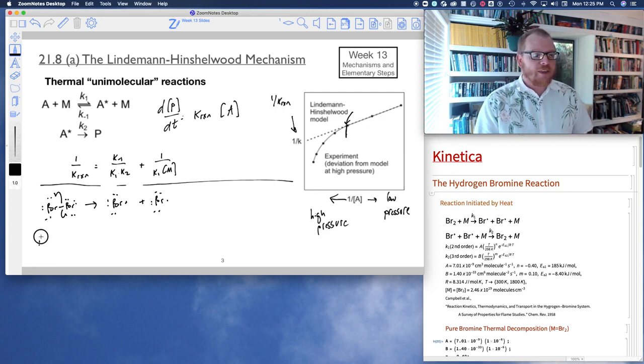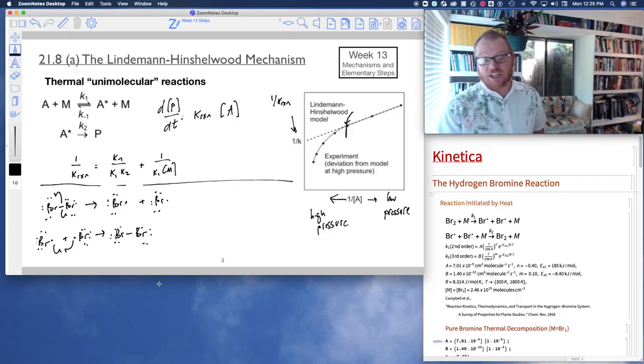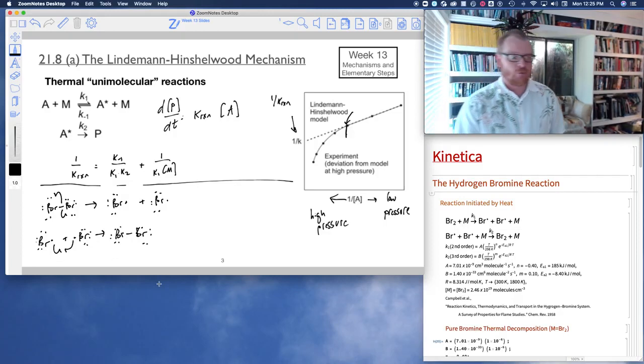Instead, these two bromine radicals can now recombine back to our original bromine, okay? And of course, what I'm not showing you here is that second body. In the case of the equilibrium reaction, and this reaction, it would be a third body, right? But now this gets really interesting.